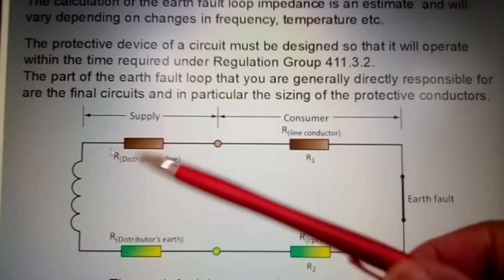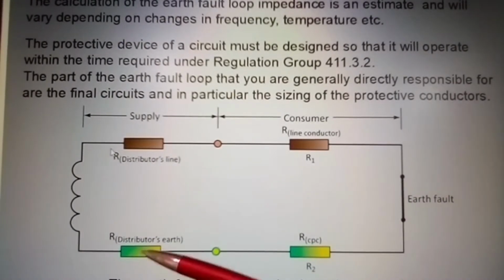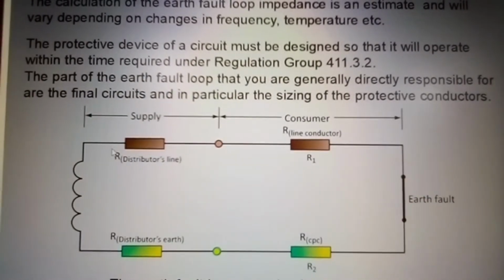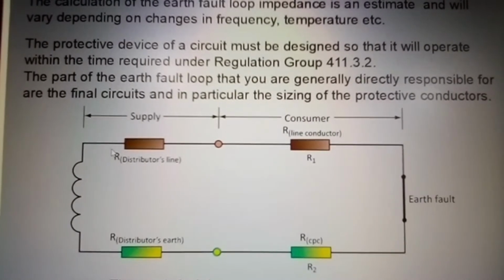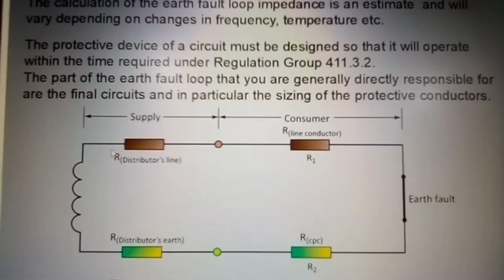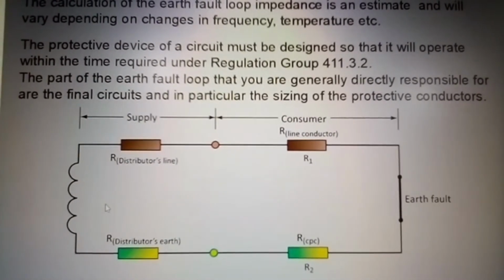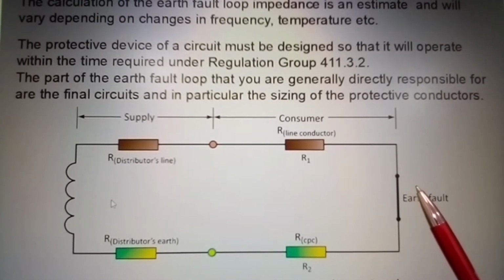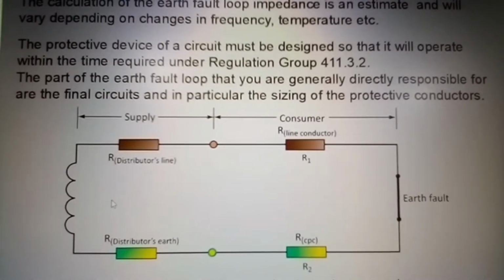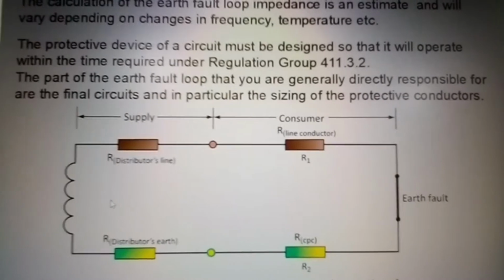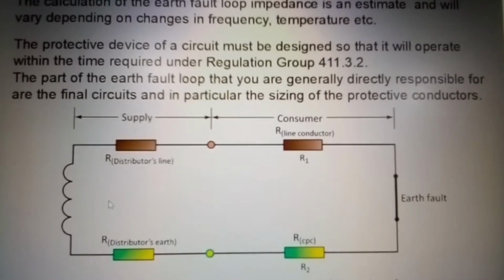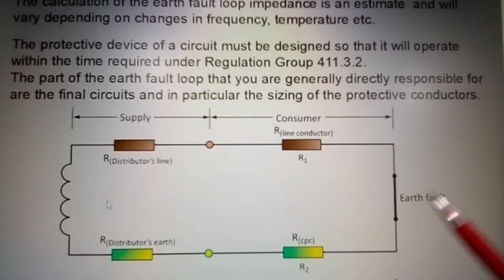So you have your supply here, distributor's line, distributor's earth, consumer's line, consumer's earth, R1, R2, and earth, whatever that might be there. Now this is just a hypothetical fault, should a fault occur. That would normally be your appliance or your item of equipment, which if you look back at the earth fault loop, is a prime example of what this would be representing.